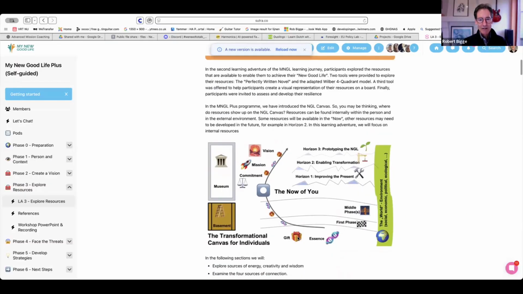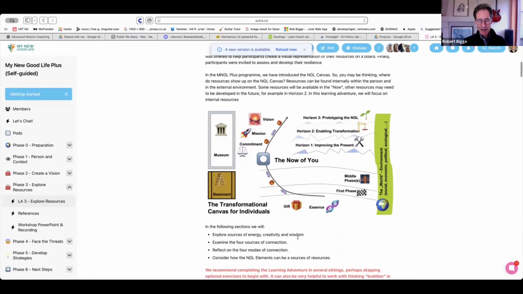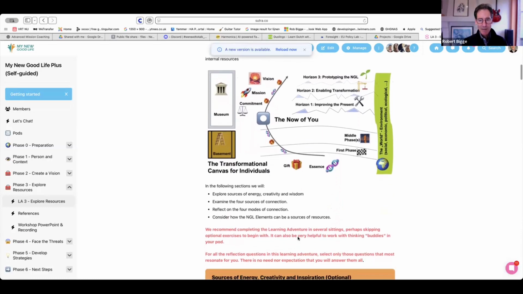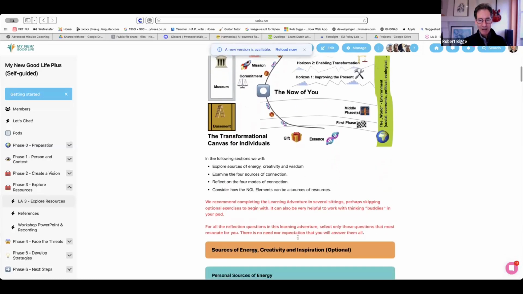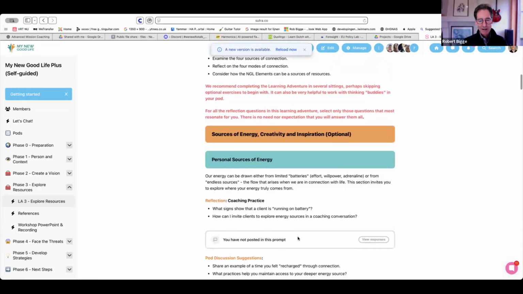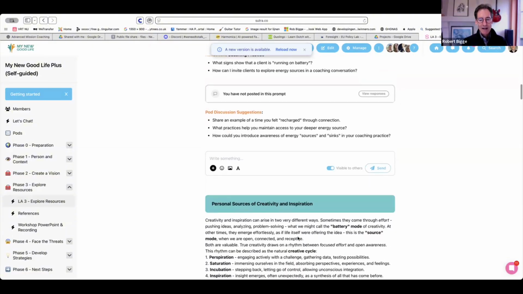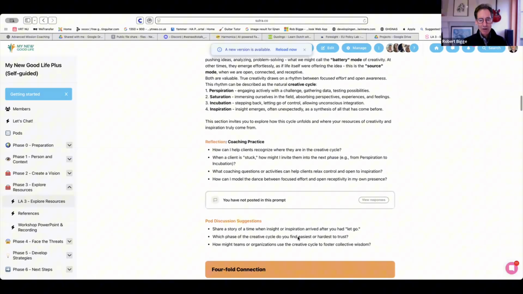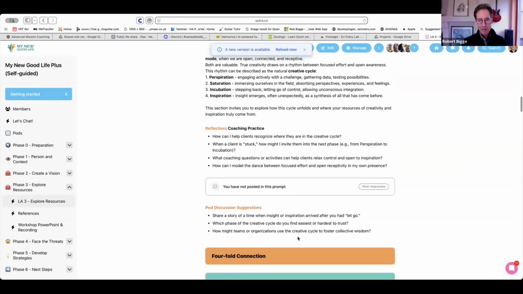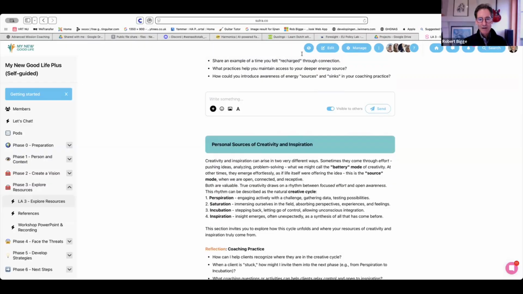We introduced again the canvas, and there is the sea captain version of the canvas if you find it easier. But when I originally created this, we were still working off the old canvas. We looked at sources of energy, creativity, and inspiration, which was not so core, but I think Hannah was very keen to include it, so we included it. And then we moved into what was, for me, the core of the learning adventure, which was the fourfold connection. Any particular comments on the first part?